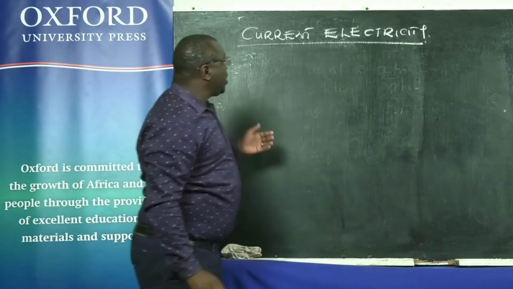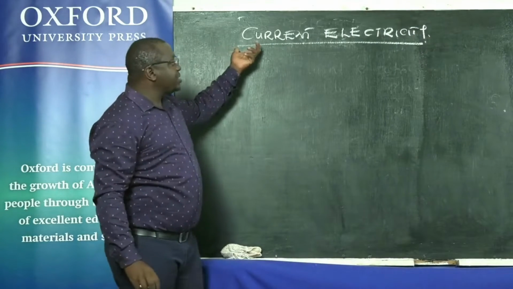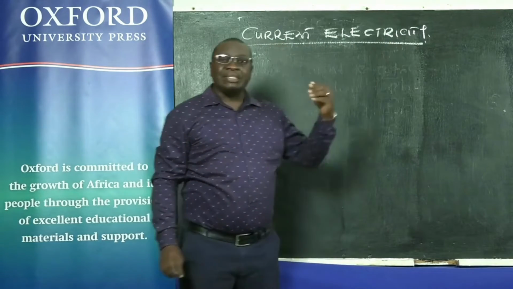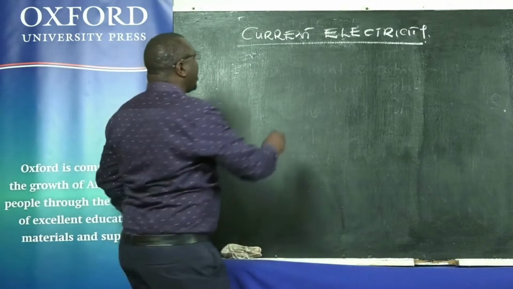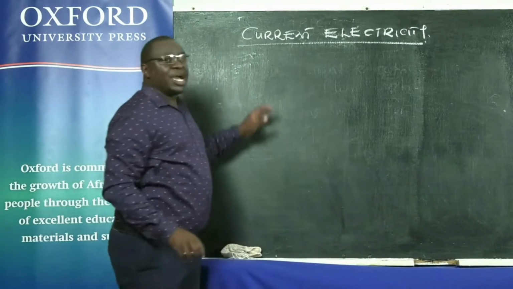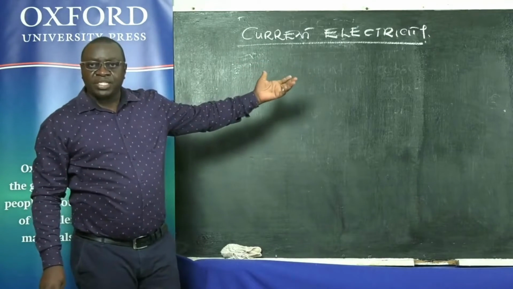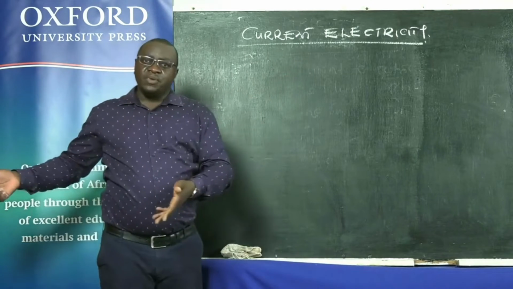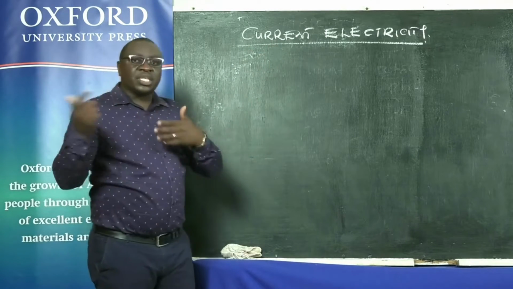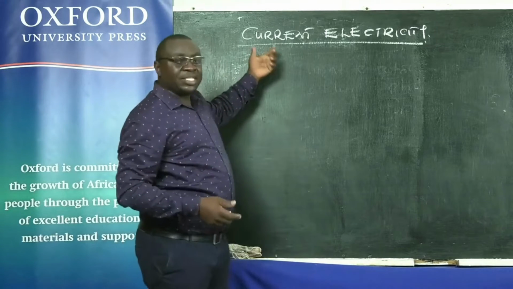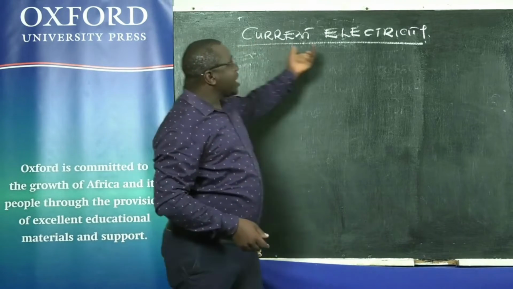Now, when we look at the words current and electricity, they give us an insight into what we're going to be dealing with. When we say a current, what is a current? A current is a flow of anything. When water flows in a river, we say we have a water current. When wind is blowing, we have a wind current. In this case, we are saying electric current.